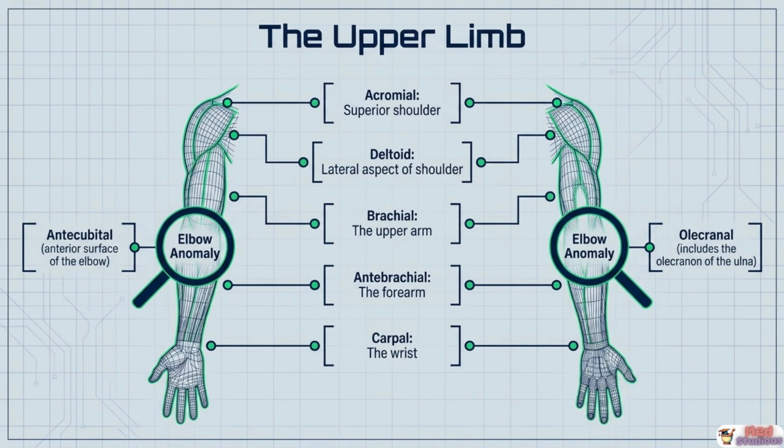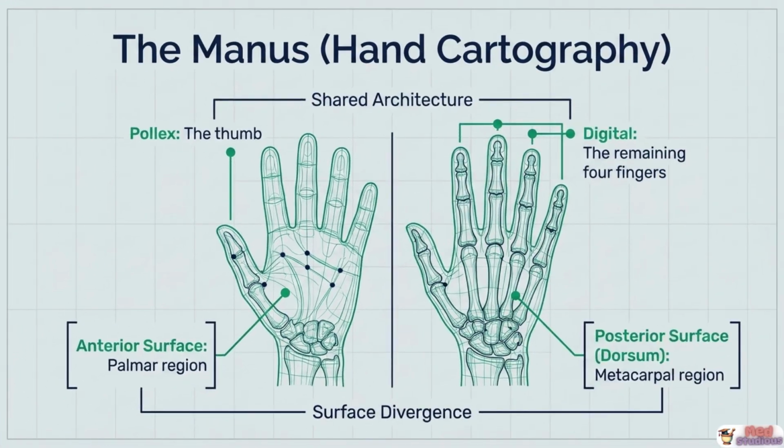Continuing distally, the antebrachial region is the forearm, and the carpal region is the wrist. Together, these regions form the complete topographical language of the upper limb, from shoulder tip to wrist. The terminal region of the upper limb is the manus, the Latin term for hand, and it is topographically one of the most complex and functionally important regions in the entire body.